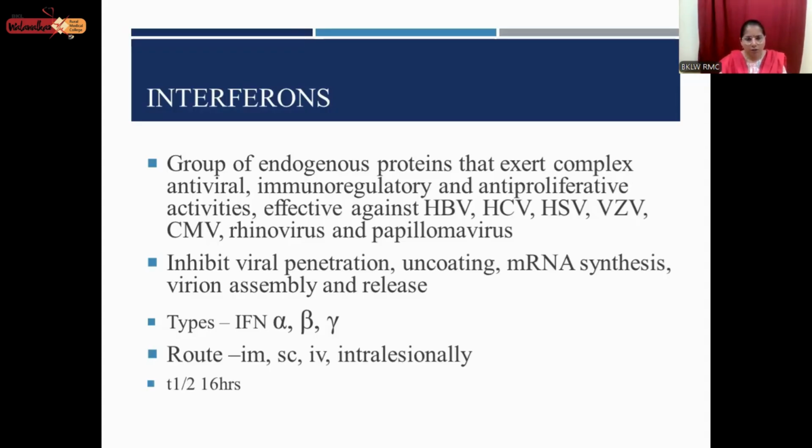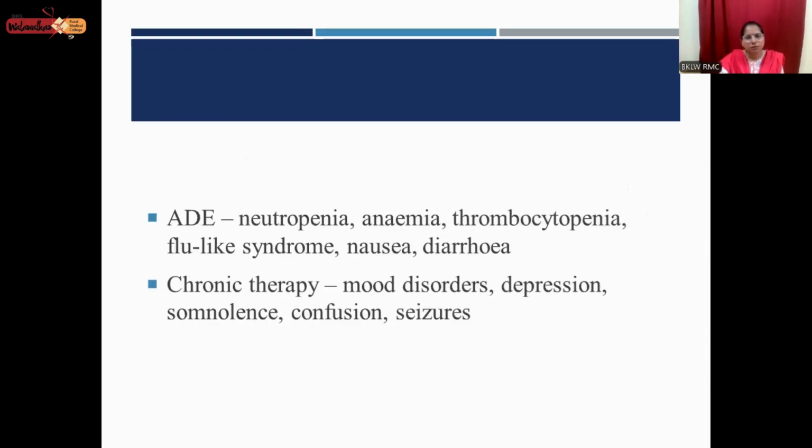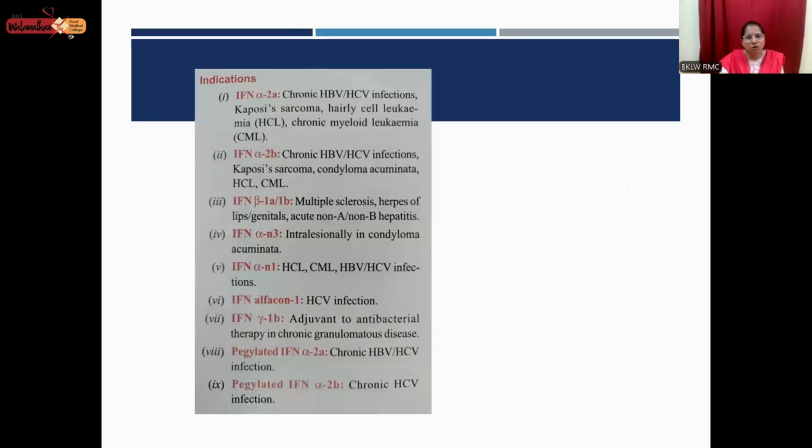Administration is by the parenteral route, as they would be digested in the GIT, so oral administration is not used. They are given intramuscularly, subcutaneously, or intravenously, and the half-life is 16 hours. They can also be given intralesionally, wherever the lesion is. These are the different interferons covering different viral infections.